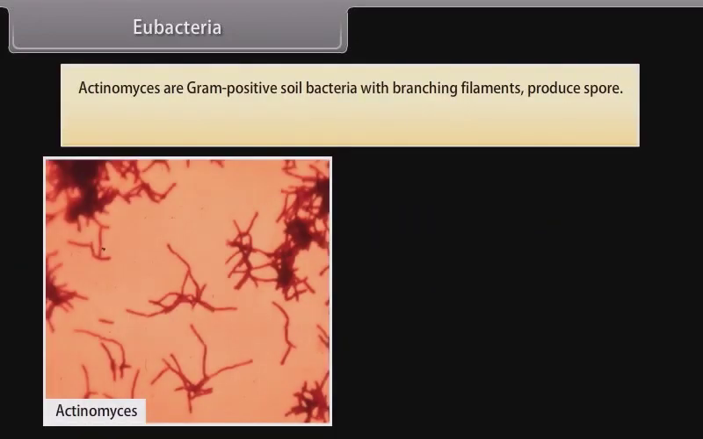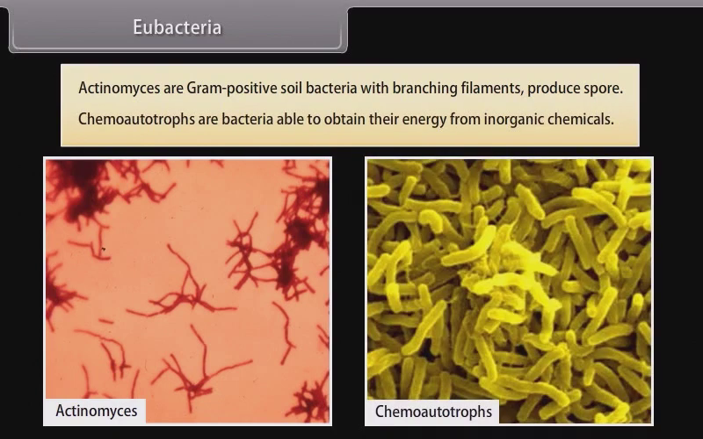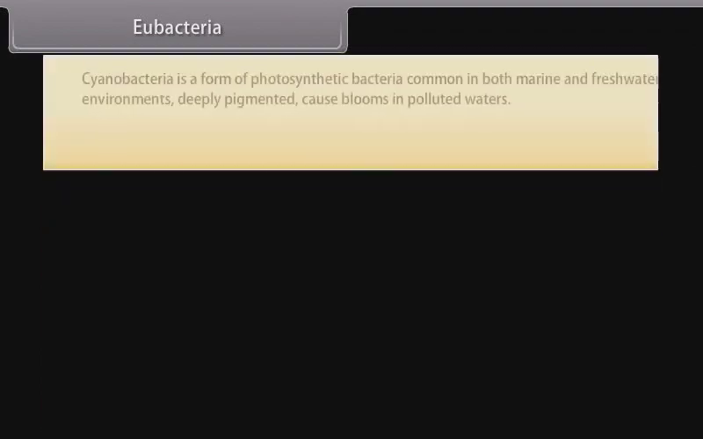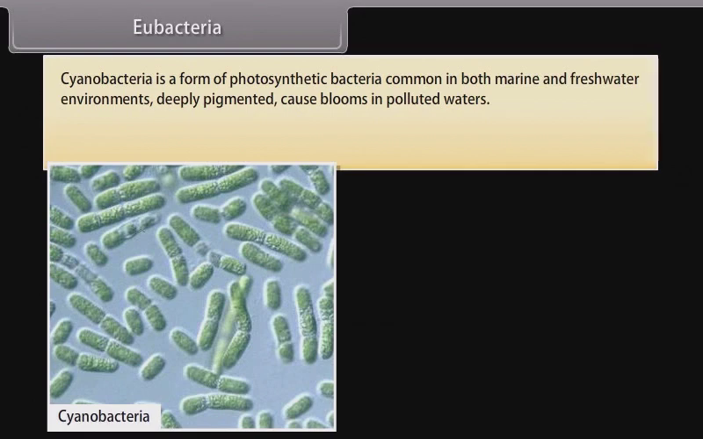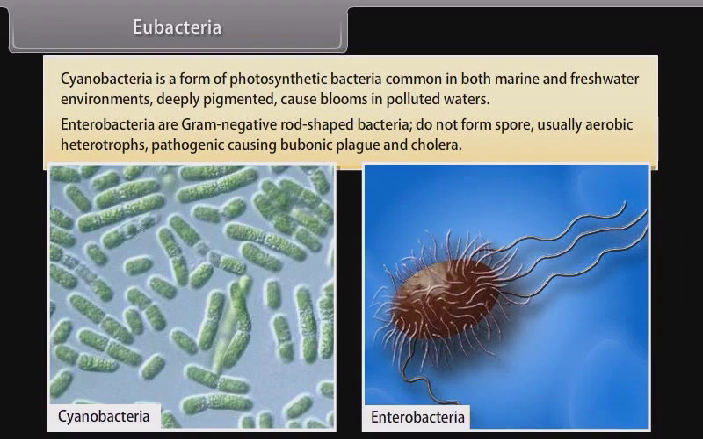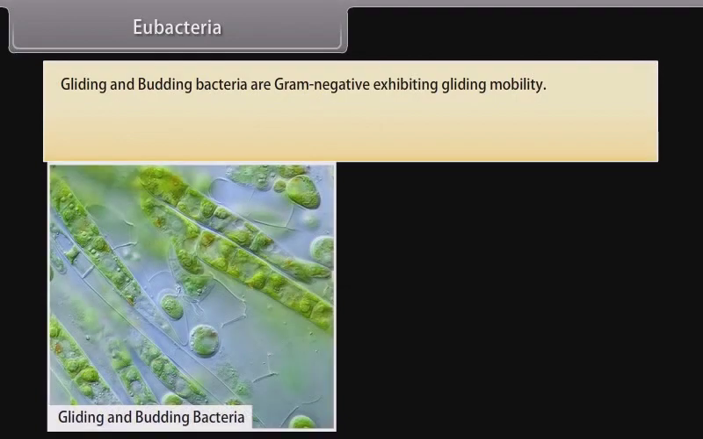Actinomyces are gram-positive soil bacteria with branching filaments that produce spores. Chemoautotrophs are bacteria able to obtain their energy from inorganic chemicals. Cyanobacteria is a form of photosynthetic bacteria common in both marine and freshwater environments, deeply pigmented, and cause blooms in polluted waters. Enterobacteria are gram-negative rod-shaped bacteria, do not form spores, usually aerobic heterotrophs, and are pathogenic, causing bubonic plague and cholera. Gliding and budding bacteria are gram-negative, exhibiting gliding mobility.